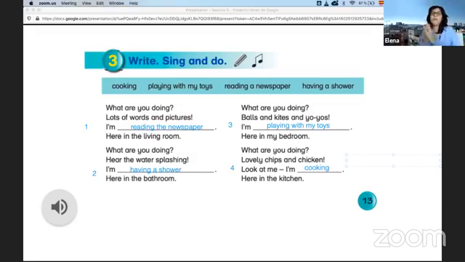Okay, ready? 1, 2, 3. What are you doing? Lovely chips and chicken. Look at me, I'm cooking here in the kitchen.